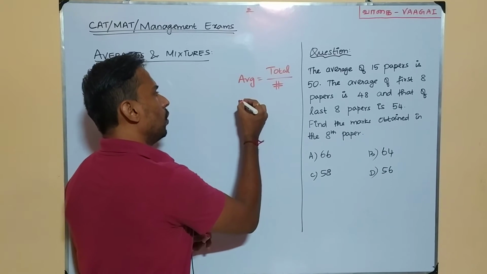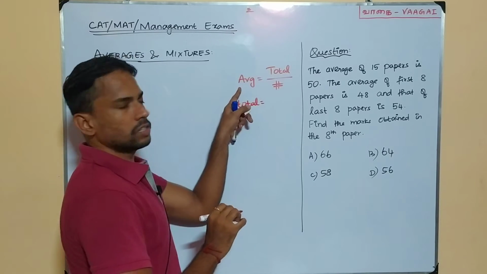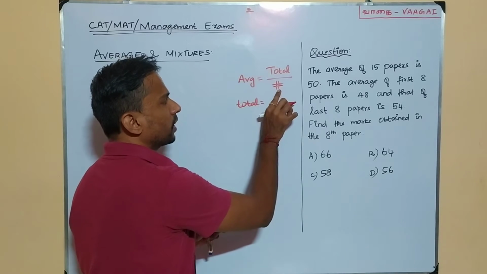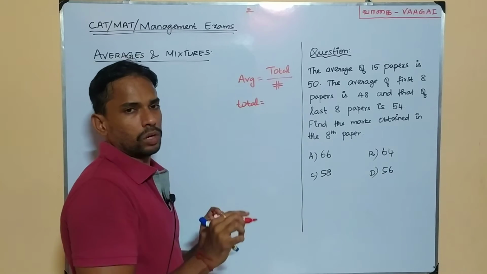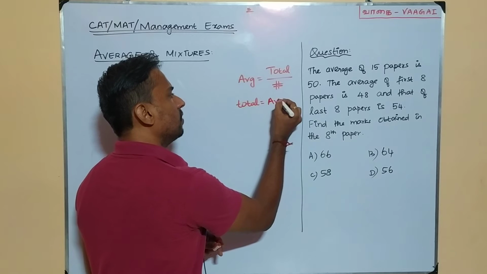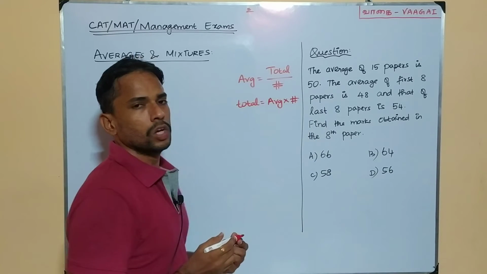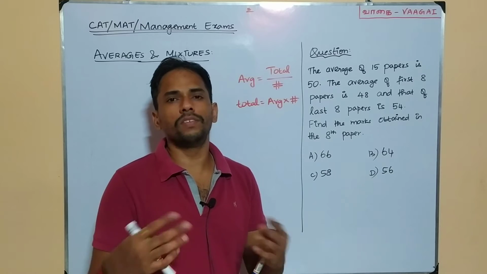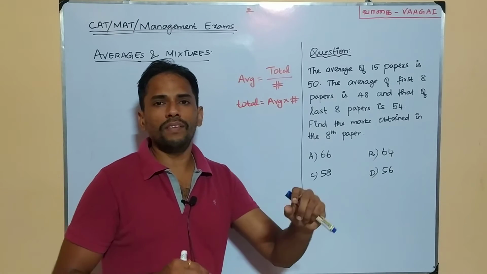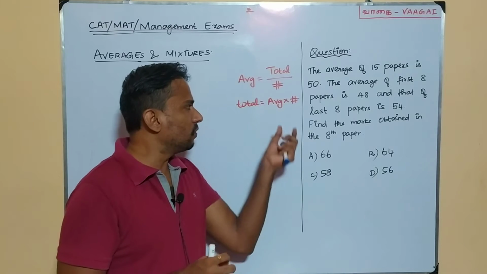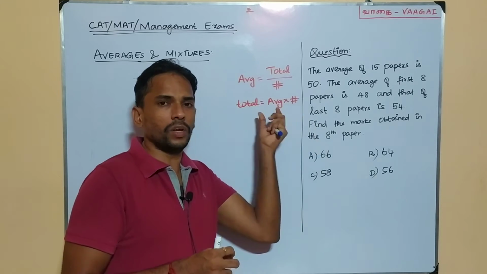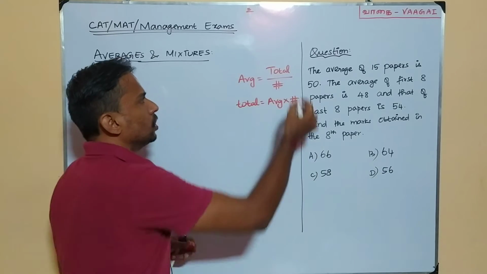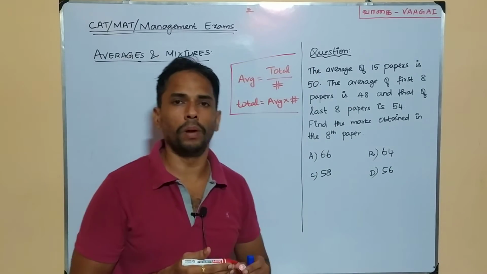In that case, if we want to find the total: average is equal to total by number. Just bring the number to this side, and we get the total. So total is nothing but average multiplied by number. Suppose we want to find the average, we take the total divided by number. And if we need to find the total, given the average and the number of observations, we take the product of average and number. That gives the total. This basic idea is enough for us to solve this problem.